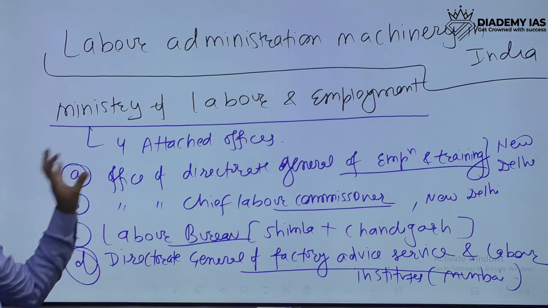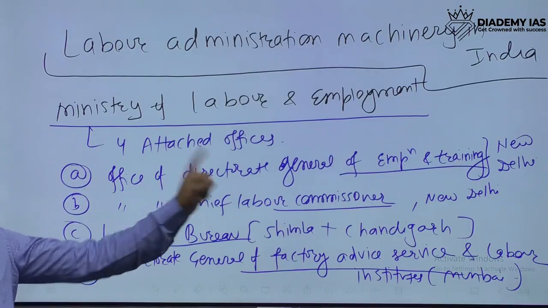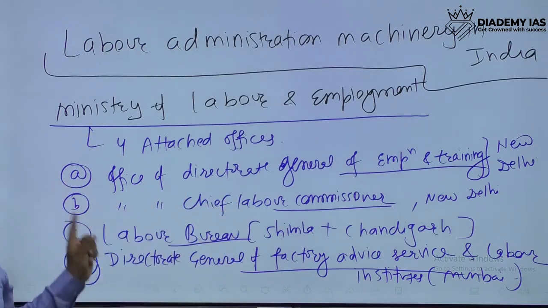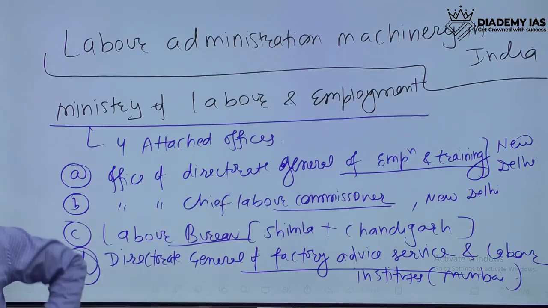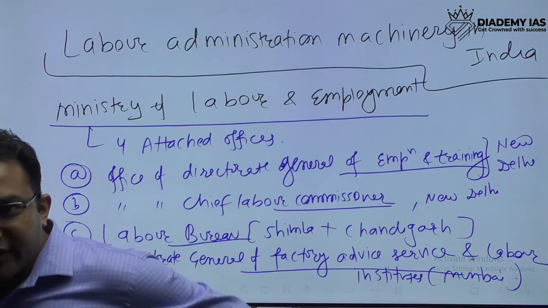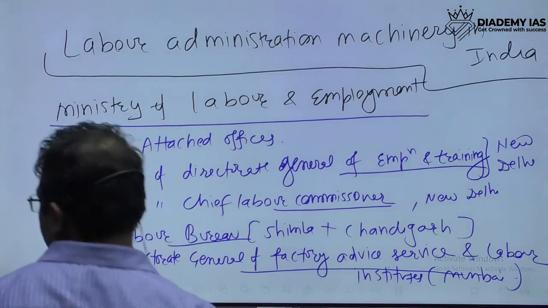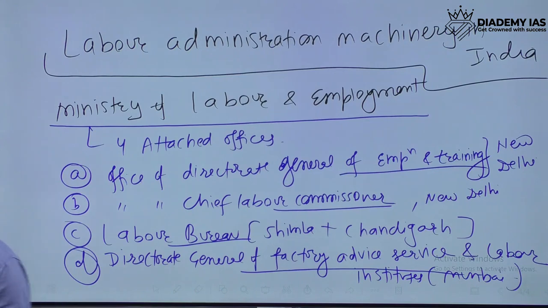So there are 4 attached offices: Office of Director General of Employment and Training, New Delhi; Office of Chief Labor Commissioner, New Delhi; Labor Bureau, Shimla and Chandigarh; Directorate General of Factory Advice Service and Labor Institutes, Mumbai. After this we have the subordinate offices. Quickly copy this, then I will move to the next one.